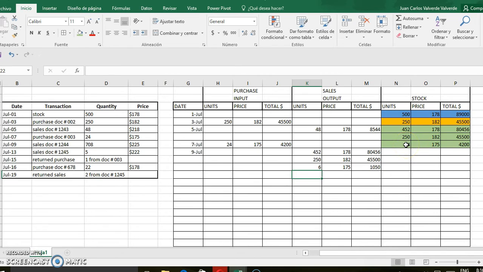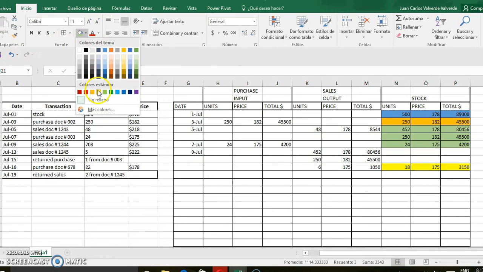Now, what's our new stock? Since we got 24 and we sold 6, the new stock is 24 minus 6, and then we got 18 left. From what price? The price is 175. And again, we multiply 18 times 175, and we get this. All right, this is our new stock, and we assign a different color. Let's say yellow.